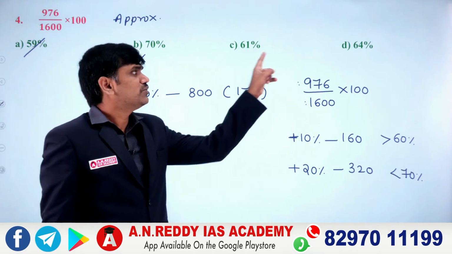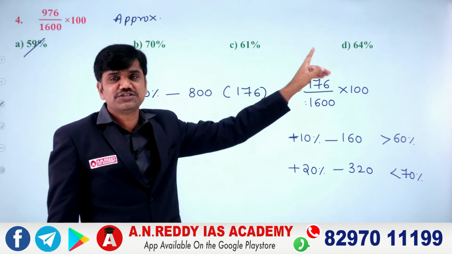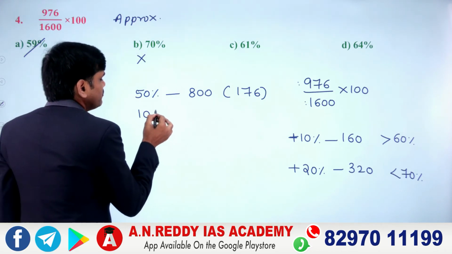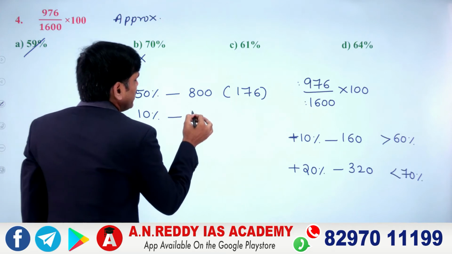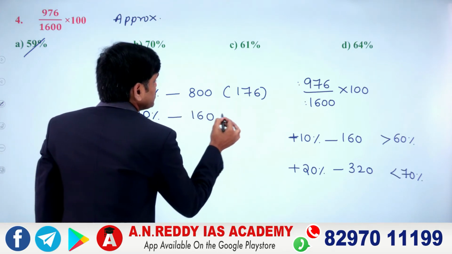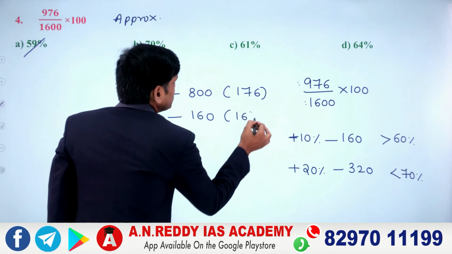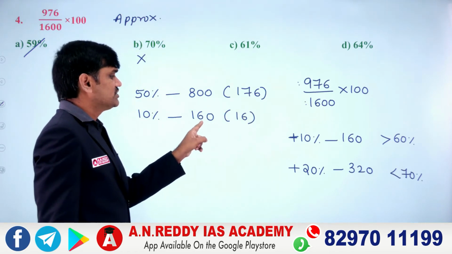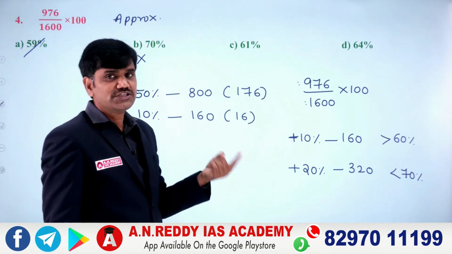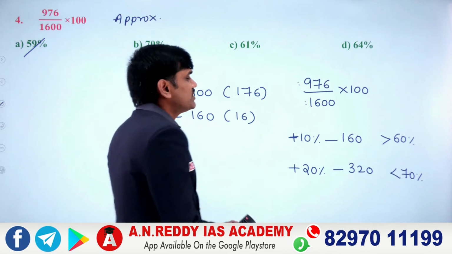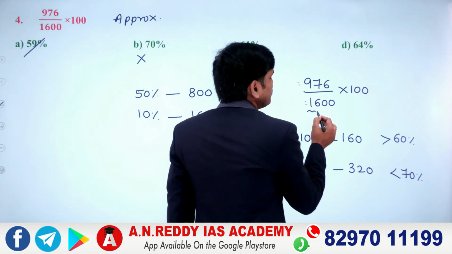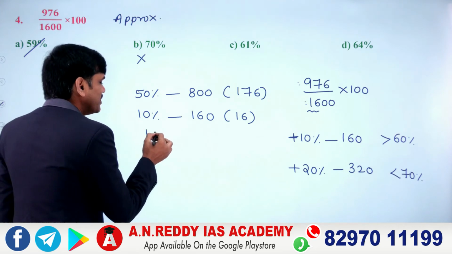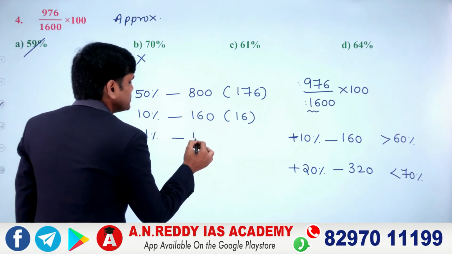Now I have come down to two options. My answer can either be 61 or 64. Now let us check. Let us add 10%, then we can analyze. 10%, if you add, that is 160. Still, how much more are you supposed to add? 16 more. 176 you were supposed to add, you have already added 160. Still how much more should we go for? 16 more. That 16 is what percent of 1600? That 16 will be equal to 1%. So I can add 1% over here, which is 16.